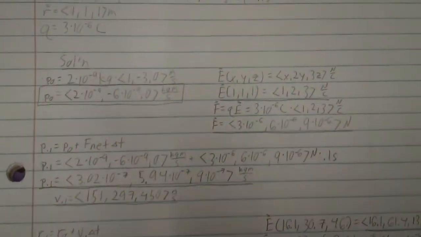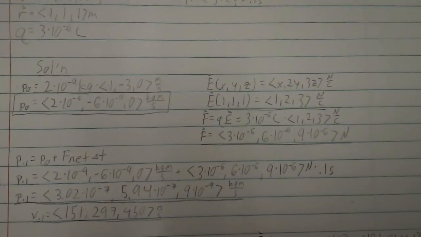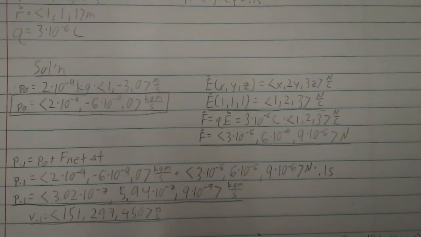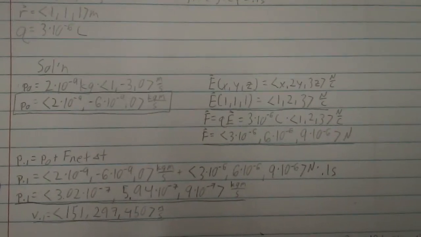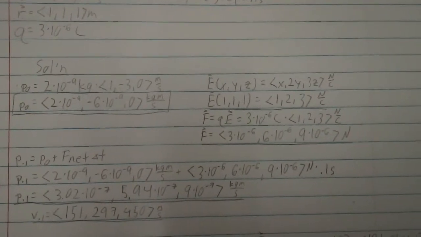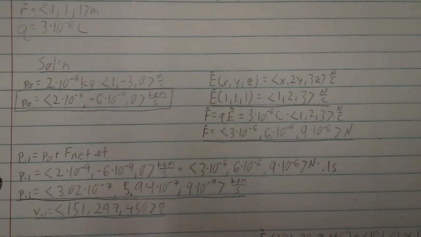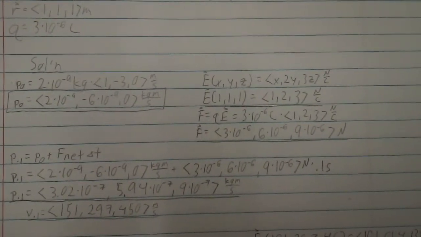And the first thing we need to do is figure out the particle's momentum. How we do that is multiply its mass times its initial velocity. And we get that its initial momentum is 2 times 10 to the negative 9th, negative 6 times 10 to the negative 9th, 0 kilograms meters per second.